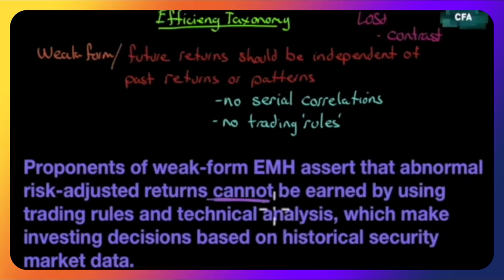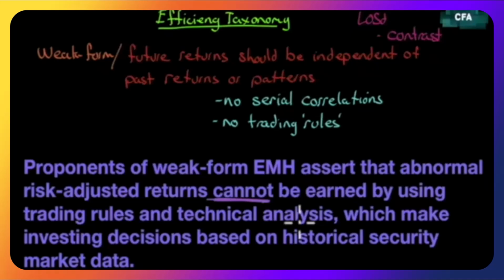So the weak form specifically shoots down technical analysis. Now notice, we're going in a hierarchy from weak to semi-strong to strong. Technical analysis is defeated at the first level. Weak is defeated right there. So, cannot be earned by using trading rules and technical analysis, which make investing decisions based on historical market data. So the only thing we have to end up with is, are markets at least weak form efficient? If they are, we can discount technical analysis, which, if you've been with me through the quantitative analysis section, I think you know my opinion about technical analysts.